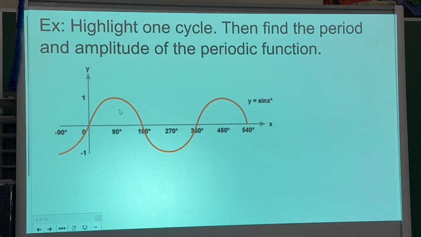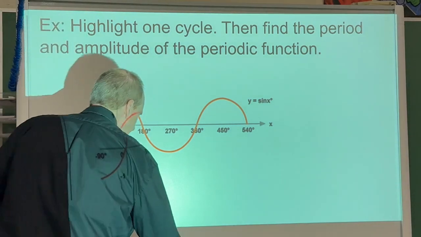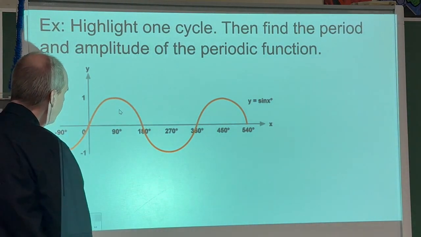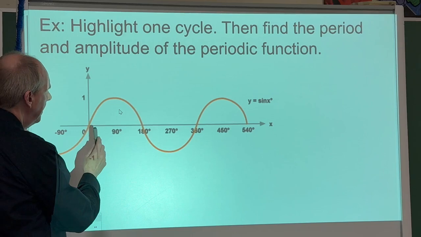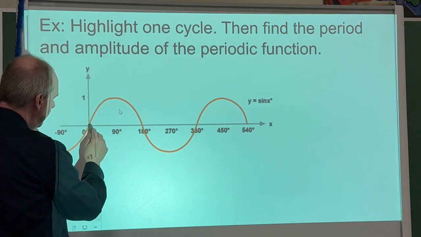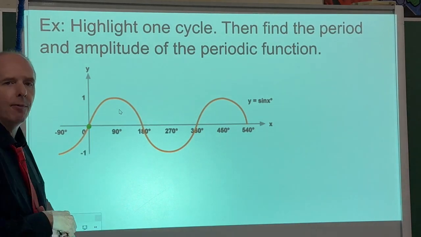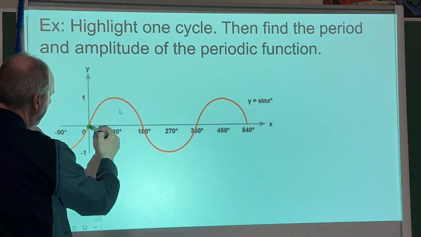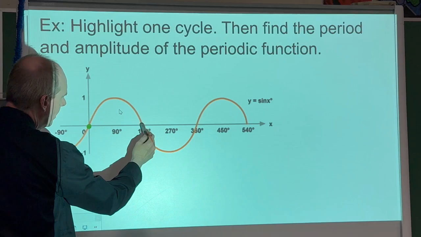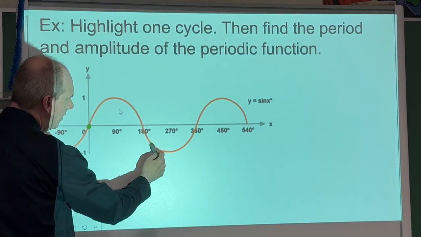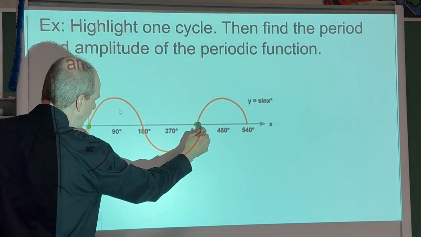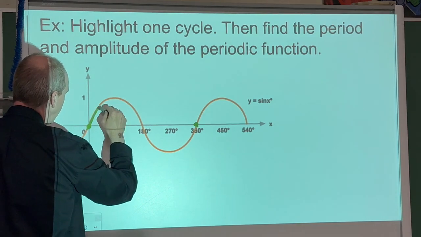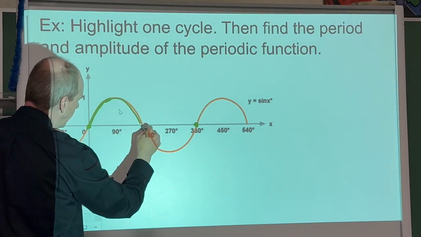One of the things that you'll do is you will be highlighting one cycle, finding the period and the amplitude of the periodic function. So let me highlight one cycle. I need to pick a starting point, like maybe 0. I'm going to start here, and I'm going to figure out where does it repeat that. So I'm going up the hill. I'm halfway up the hill. I reach the top of the hill, coming back down half the hill, back to up half the hill. So highlighting one cycle would be from here to here.